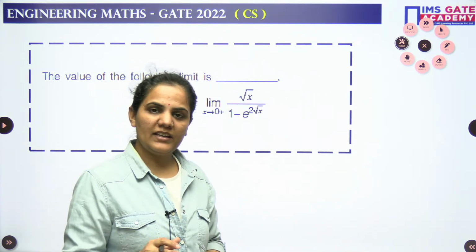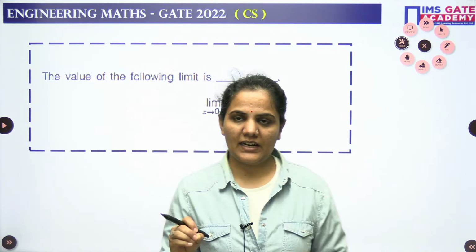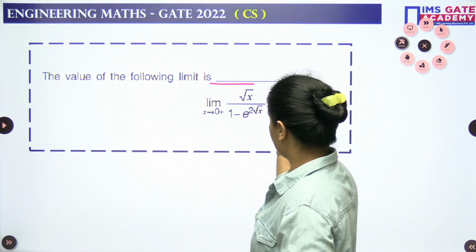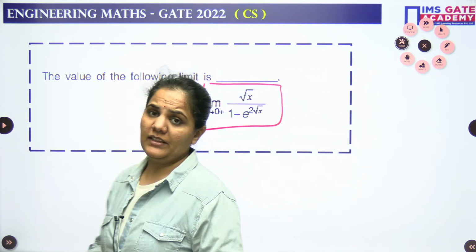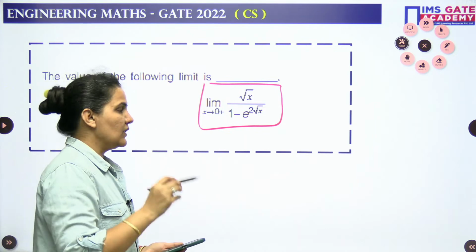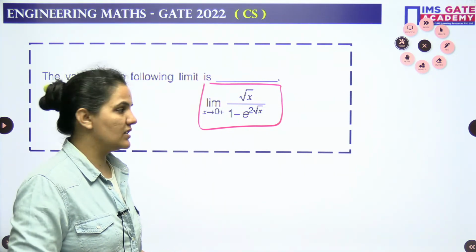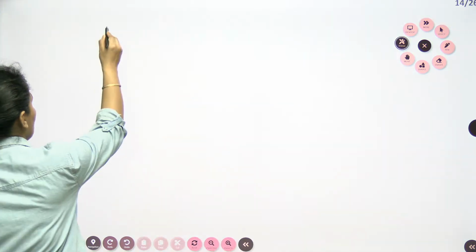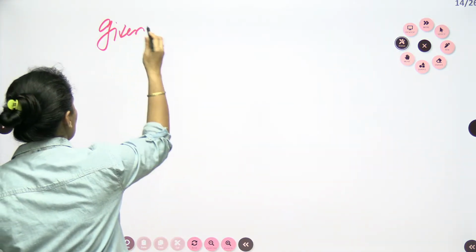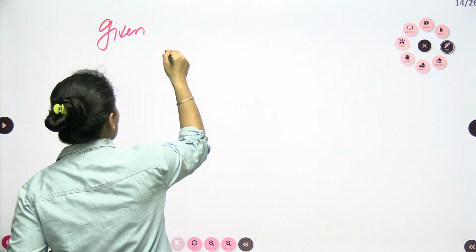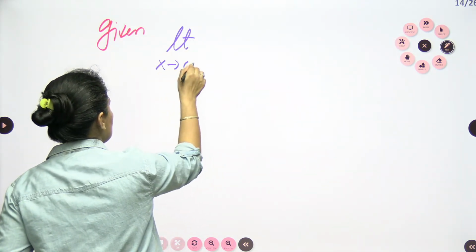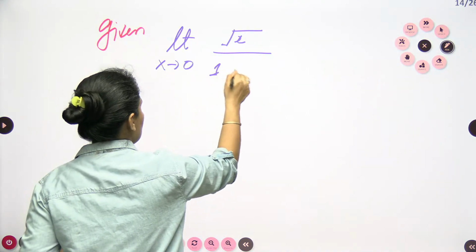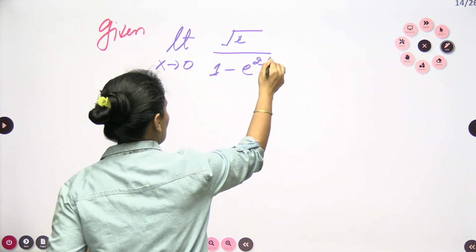Here, first of all, we can see this question is from the limits calculus CS 2022 question. We need to find the value of this limit: the limit as x tends to 0 plus, of root x by 1 minus e to the power 2 root x. So we will write down the question that is given to us.